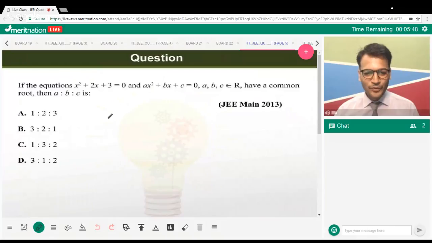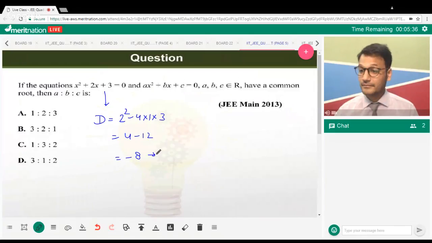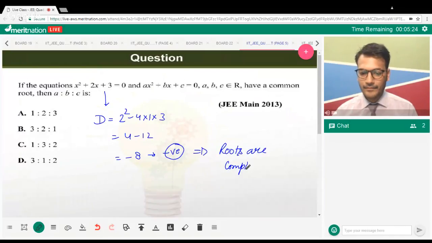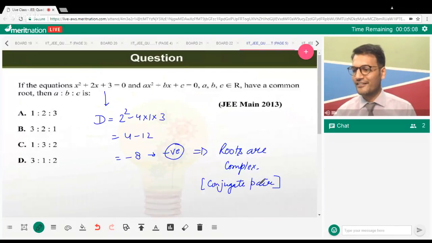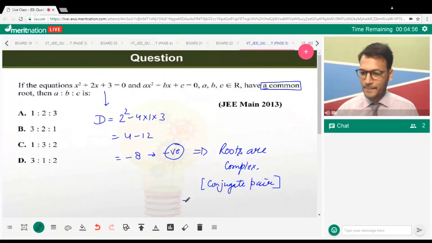Okay, so over here, what we can see is that the discriminant, which is b square minus 4ac, is negative, right? If this is negative, that implies roots are what? Complex. And by the logic we know, whenever the roots are complex, they appear in conjugate pairs. So if one root is common, the other root must also be common. Both the roots must be the same.